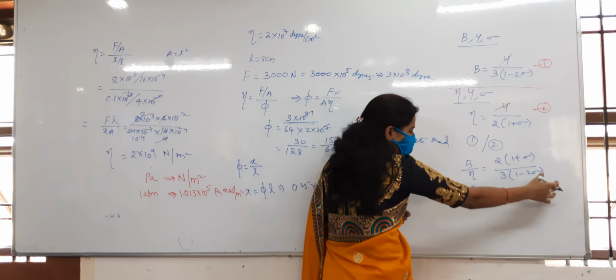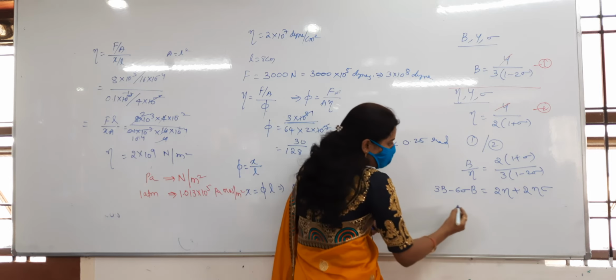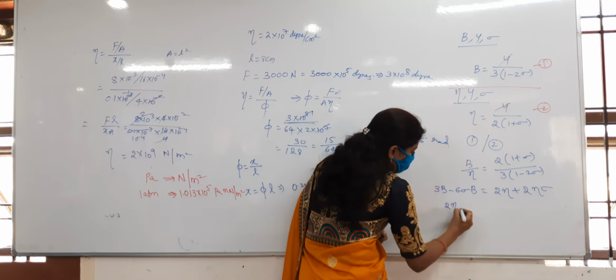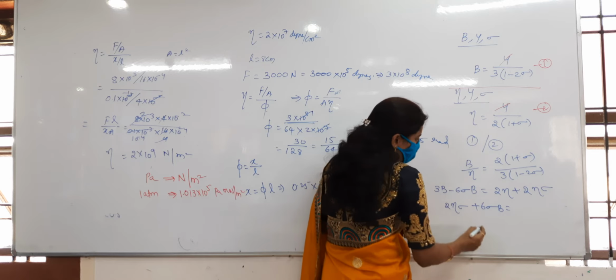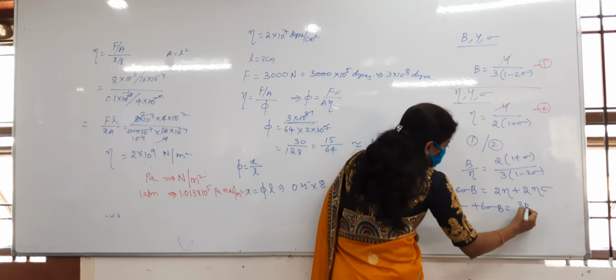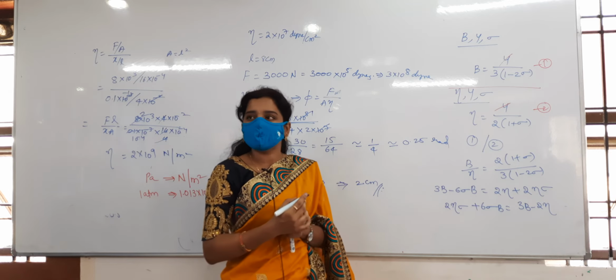So send 6 sigma B to that side and get everything on this side. Then what will be there here? 2 eta sigma plus 6 sigma B is equal to what is remaining here? 3B minus 2 eta. Check that I am writing everything directly.